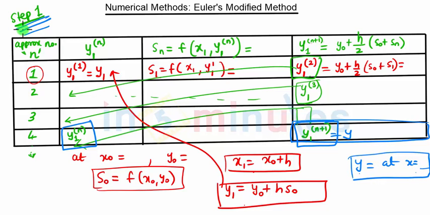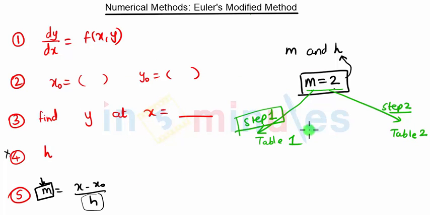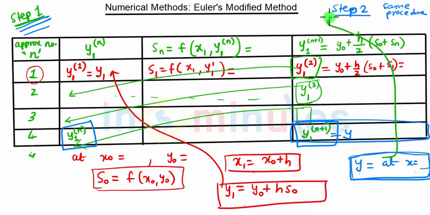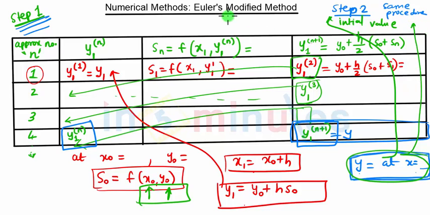What are we going to do in step 2, because we are given 2 steps? In step 2 we are going to follow the same procedure. But in step 2, the values which we got, y and x, will be the initial values. Initial values means x0, y0 will be these values in the second step, and we follow the same procedure. This will be more clear when we see the problem on this.